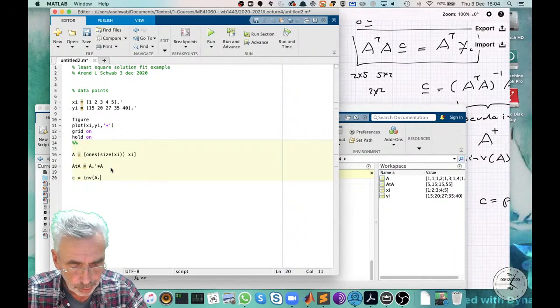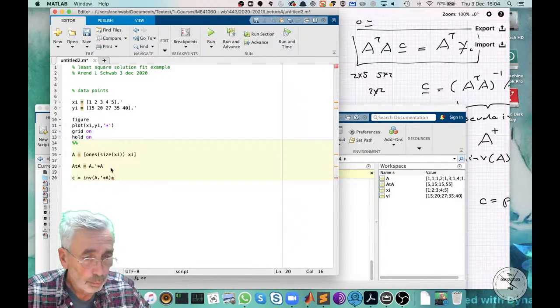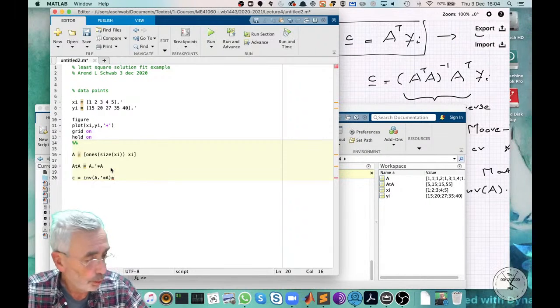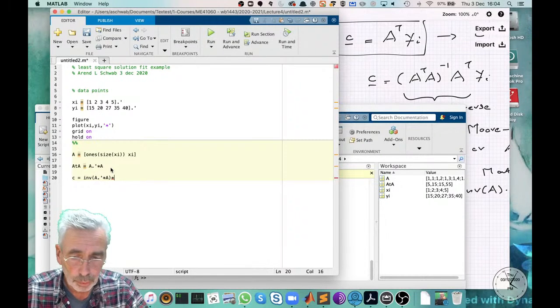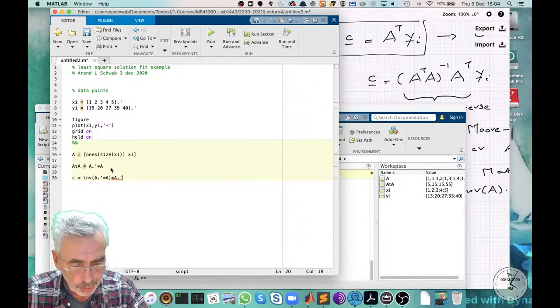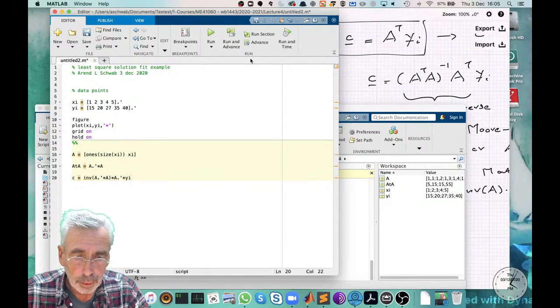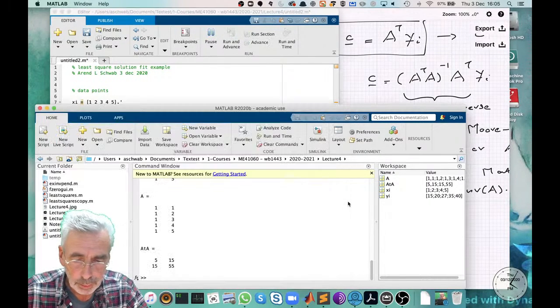Well, maybe I just keep this, so you have it in one line, times, and then here we have to look times A transpose times y, right? So then we get A transpose times the data points. Okay, so let's run that.